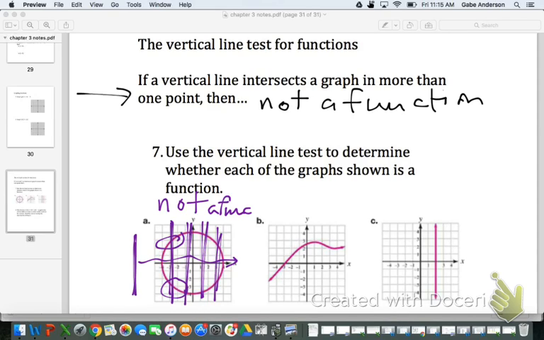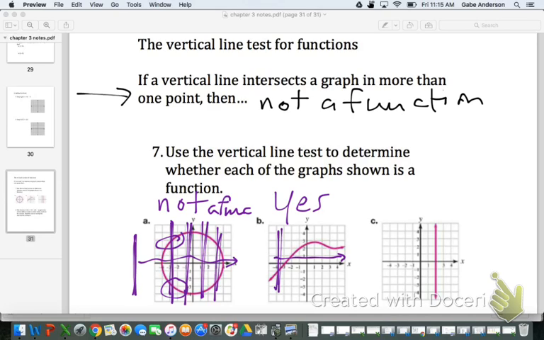Haley, what do you think about B? Based on the vertical line test, do you think B is a function, yes or no? Yes, it is. I agree with you. So as you move that vertical line across the graph, isn't it only going to intersect one point at a time? So I would say B, yes, it is a function.